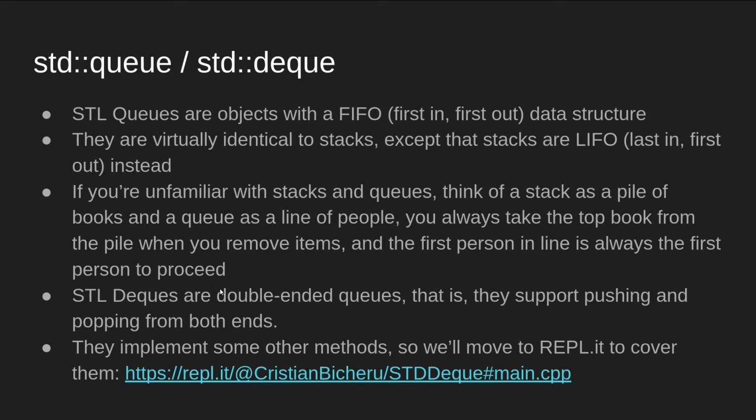And there's also dequeues, which are double-ended. So basically, you can push and pop from either end. And they're a bit slower doing that than the stacks and queues. So if you only need to pop from one end, you should probably use one of the two. But if you do need both ends, you can get dequeues.